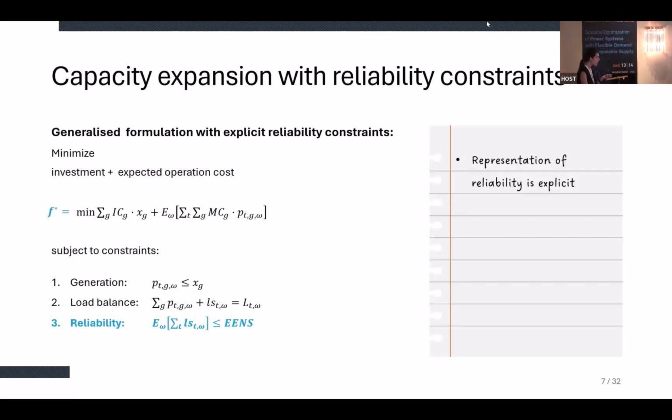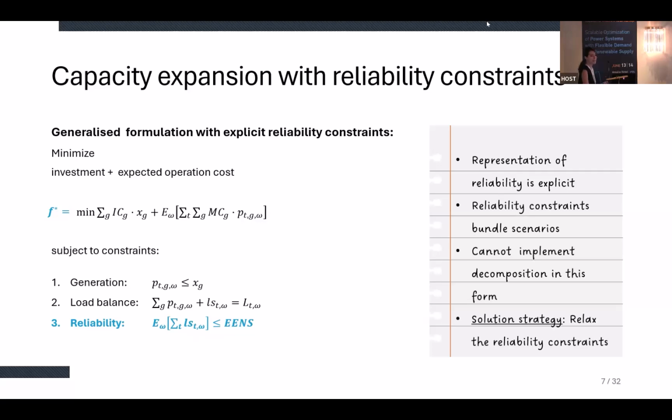Here the representation is explicit, right? Load shedding is limited by specific constraints, but reliability constraints bundle all the scenarios. So here is the difficulty. We cannot implement a decomposition technique directly as we would if we didn't have them. So what we propose to do here is to relax the reliability constraints.